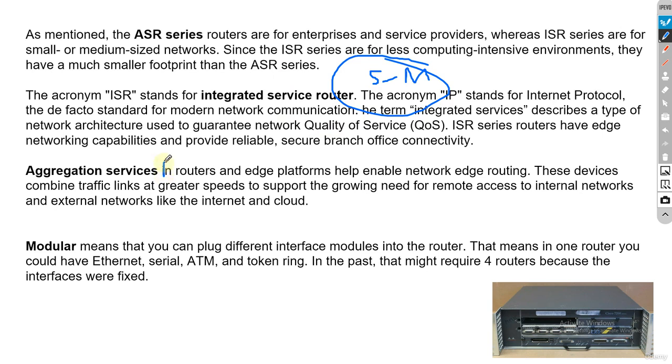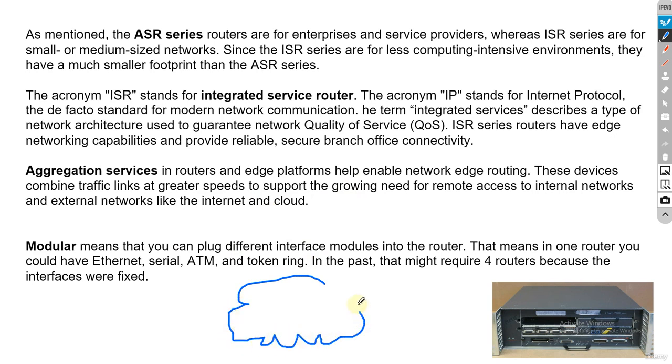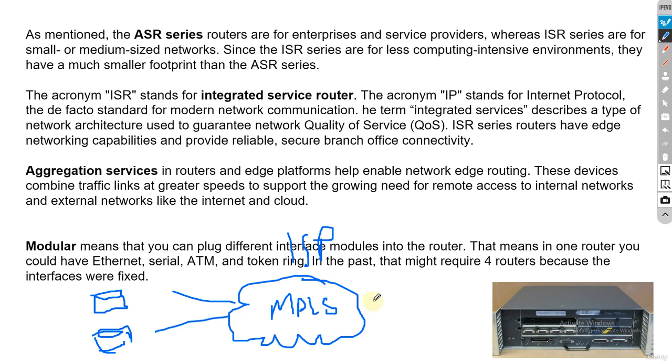Then we have aggregation services. So as the name suggests, aggregation. So if I give you high level overview, in service provider we have MPLS network, and this MPLS network usually connected with what? Of course, service provider is giving service to who? Of course, to the clients. It could have thousands and thousands of clients are connected directly.